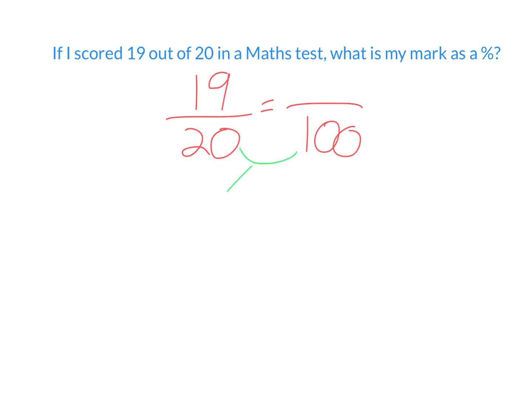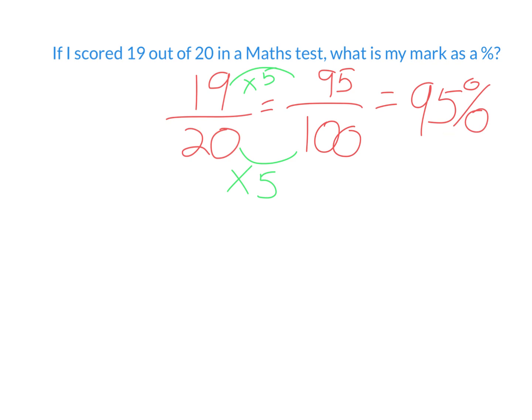So to go from 20 to 100, I need to times by 5. If you times the bottom by 5, you must times the top by 5. So what is 19 times 5? It may help you to times by 10, 190, and then halve it. You get 95. 19 times 5 is 95. So if you answered 19 out of 20 questions in a maths test, at the same rate, if there are 100 questions, you'd be expected to answer 95. 95 out of 100 is precisely 95%.